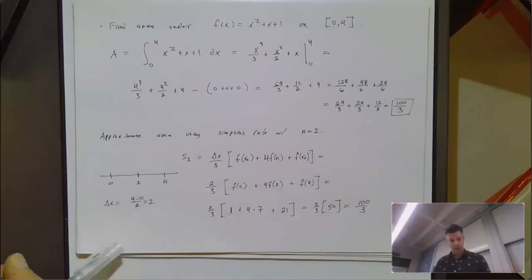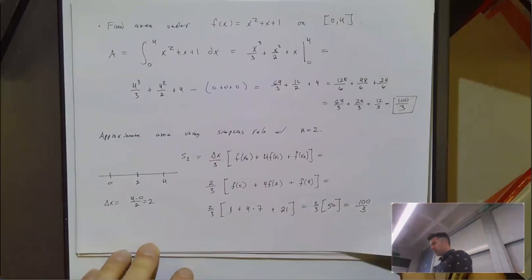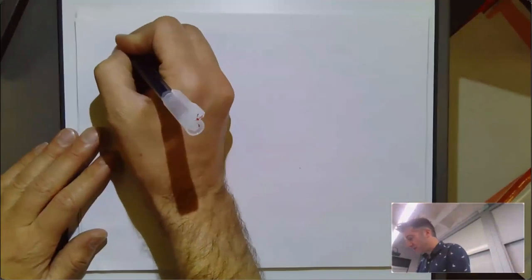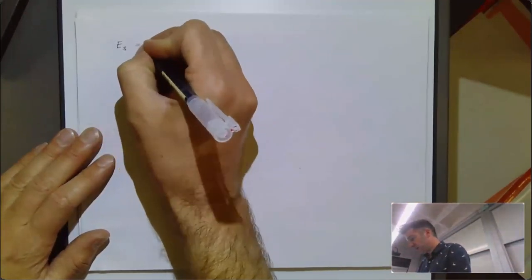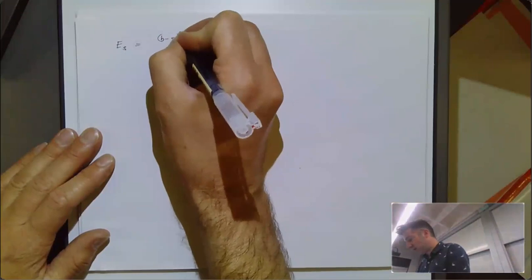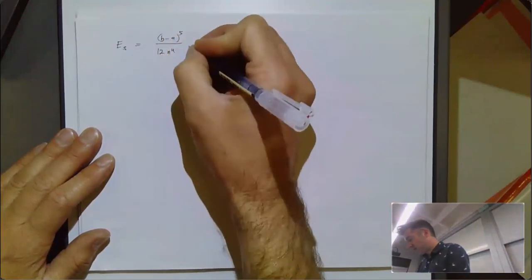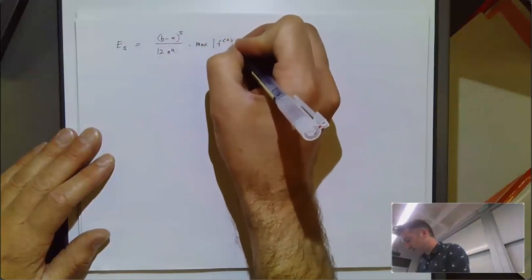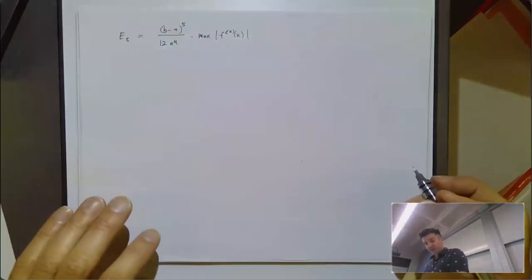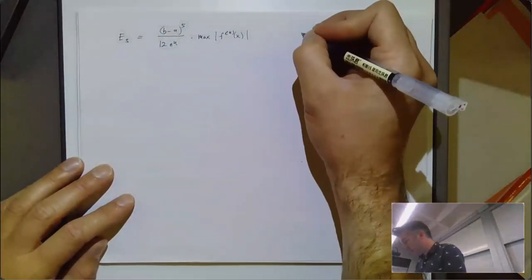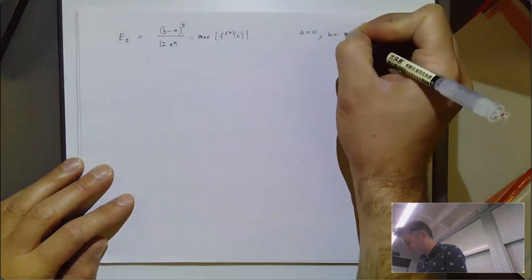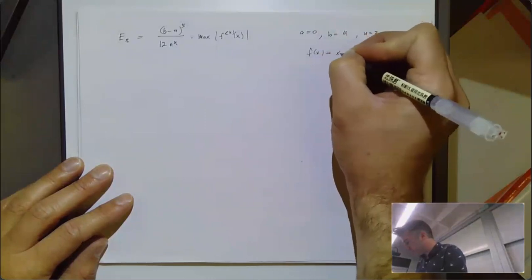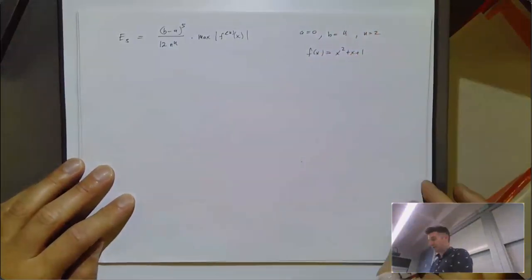And we'll see why in a moment here. Well, in fact, we'll see why right now. If you think about the error formula for Simpson's method, it is b minus a to the fifth over 12 n to the fourth times the maximum of the absolute value of the fourth derivative. So in this particular problem, our a is 0, our b is 4, our n is 2, and our function is x squared plus x plus 1.